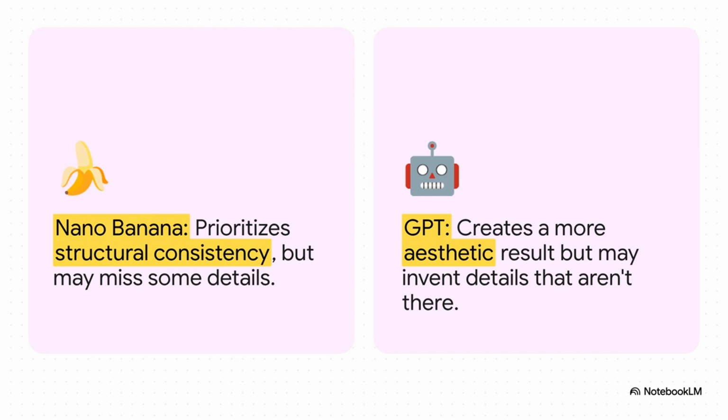When both AIs were asked to turn a photo of a town into a winter scene, Nano Banana did a pretty good job, but you'll notice it missed a few trees. That's because it prioritizes structural consistency over everything else. A competitor like GPT, on the other hand, creates a more, I guess, wholesome winter picture, but it just invents details out of thin air, like adding a clock to a building that wasn't there. So with Nano Banana, you trade a little bit of that creative flair for strict accuracy.